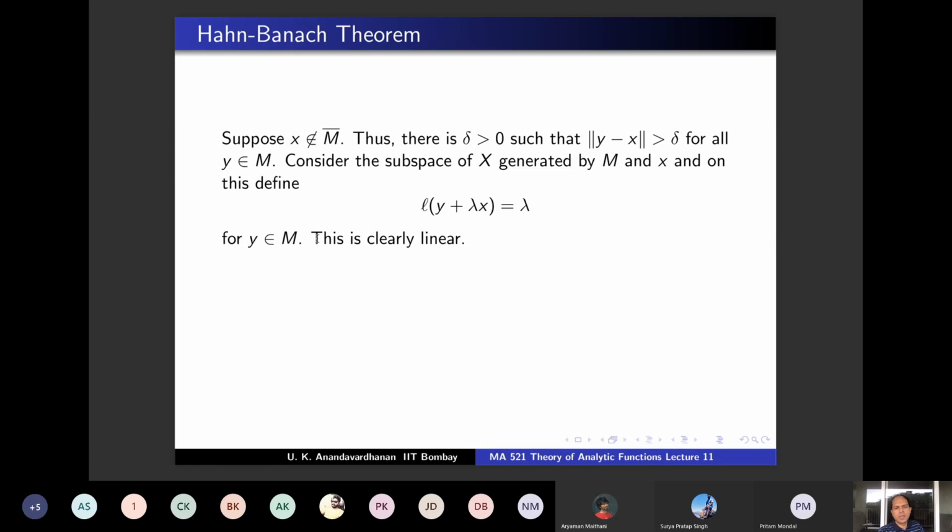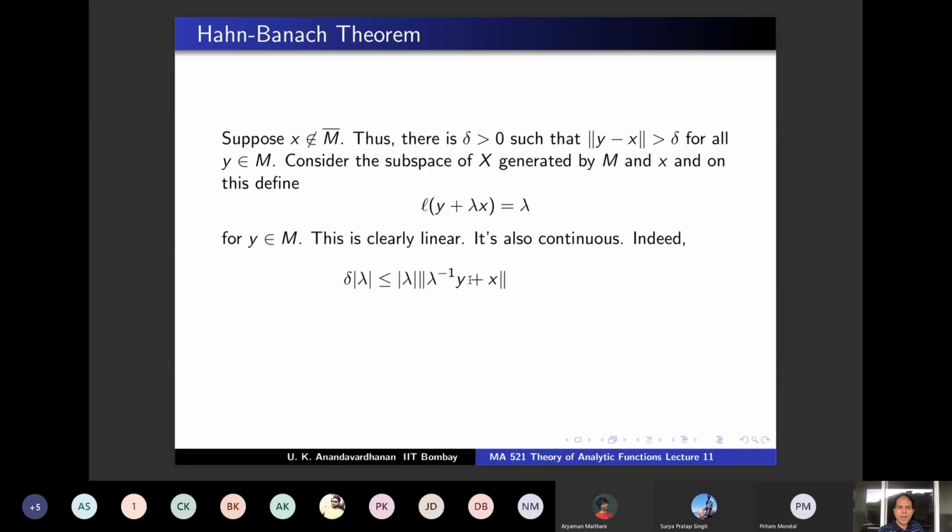I'm not writing all these details and I may not go back and write. We have spoken about it. This is clearly linear. You can check. What we need is that this is also continuous. And that is also fine because you observe that delta times mod lambda is less than or equal to mod lambda times the norm of lambda inverse y plus x. This is because the norm of y minus x is bigger than delta for all y in M. So lambda inverse y is also in M because y is in M. It's just a scalar multiple and M is a vector space.